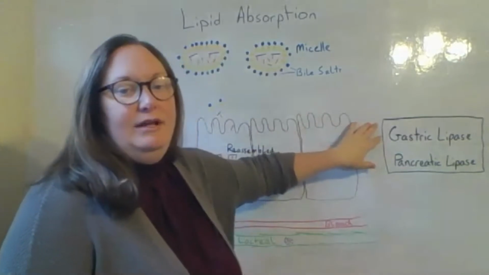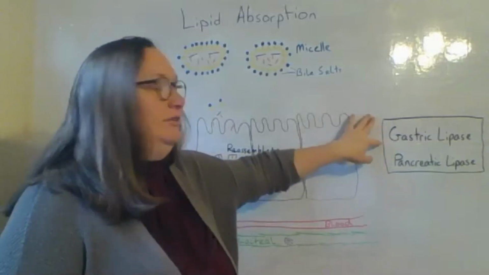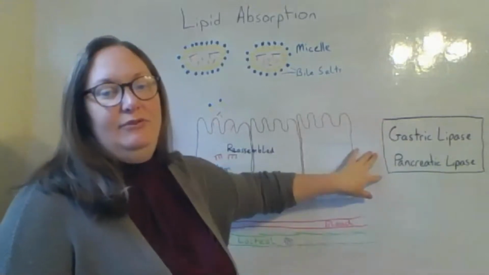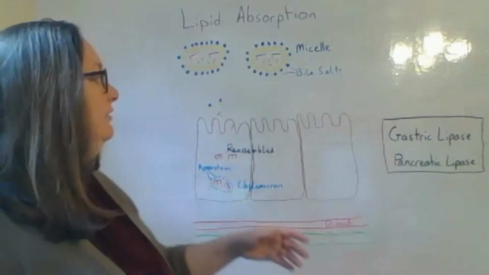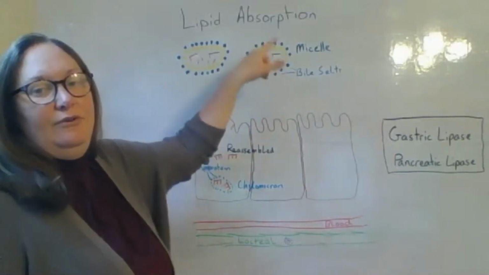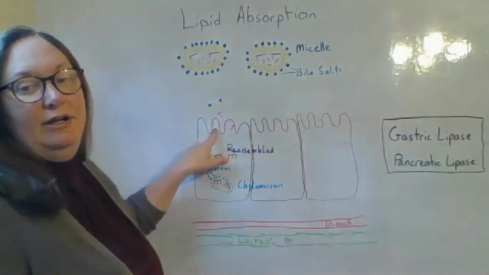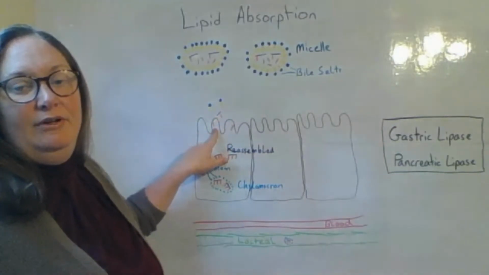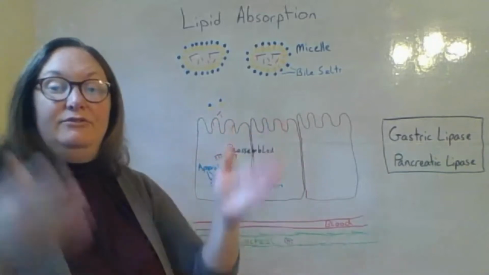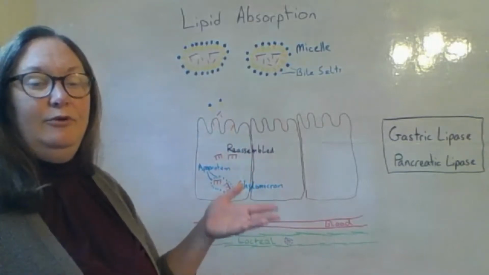Let's go back. In the stomach, you had gastric lipase, right? In the small intestine, we had pancreatic lipase. Gastric lipase took it from a triglyceride to a diglyceride. Pancreatic lipase took it from a diglyceride to a monoglyceride. And then the bile salts surrounded those. And you had a micelle, which escorts them to the plasma membrane of the enterocyte, the small intestine cell. And they can just diffuse right through because they are hydrophobic.